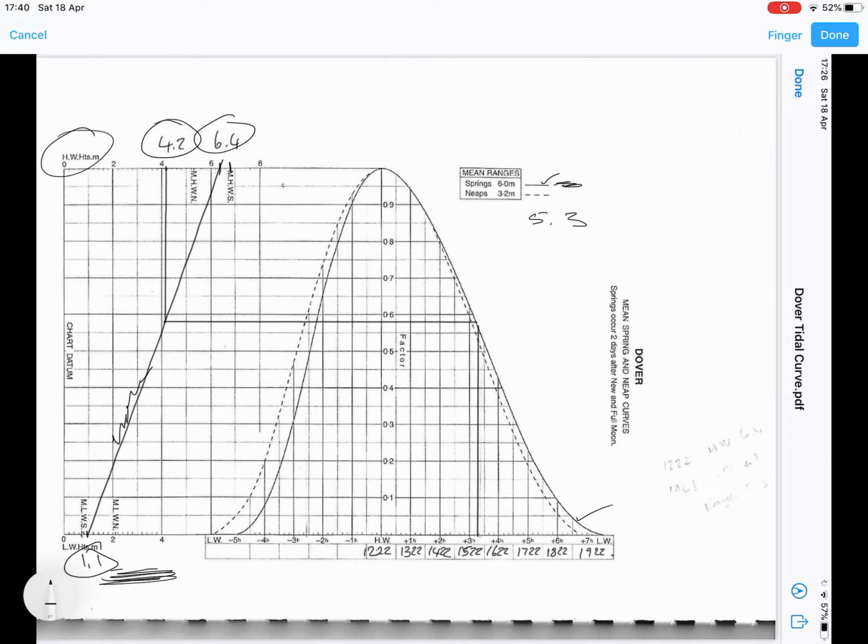I then join those two points with a line. I look at how much water I need, 4.2. I bring that line down onto the other line, carry it across, and from there I can pull that line down onto my times on the bottom. What I did on the bottom, my high water was 12:22, and each hour thereafter.